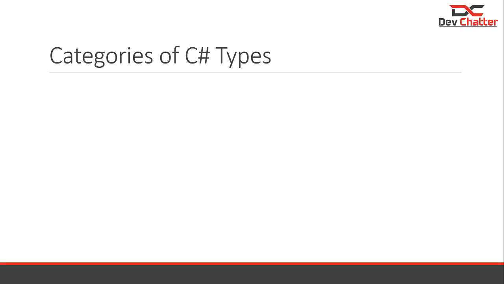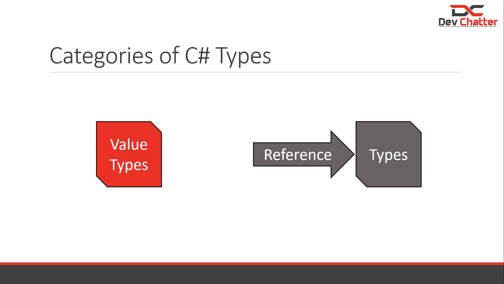Let's start by establishing a foundation for our understanding of types in C#. As a typed language, everything we work with in C# has a type, and there are two categories of types in C#. There are value types, and then there are reference types. Let's go ahead and dig into these a little bit further.